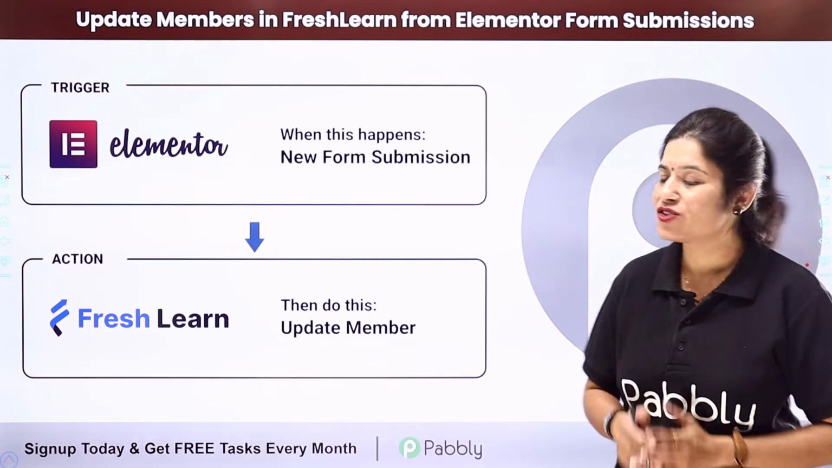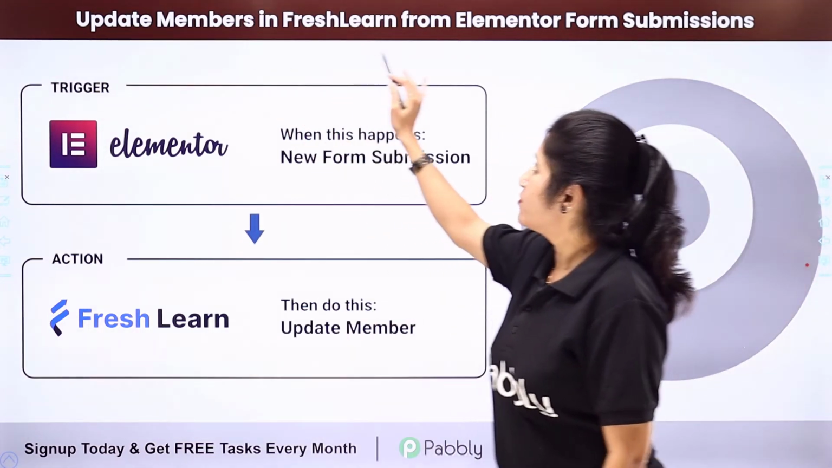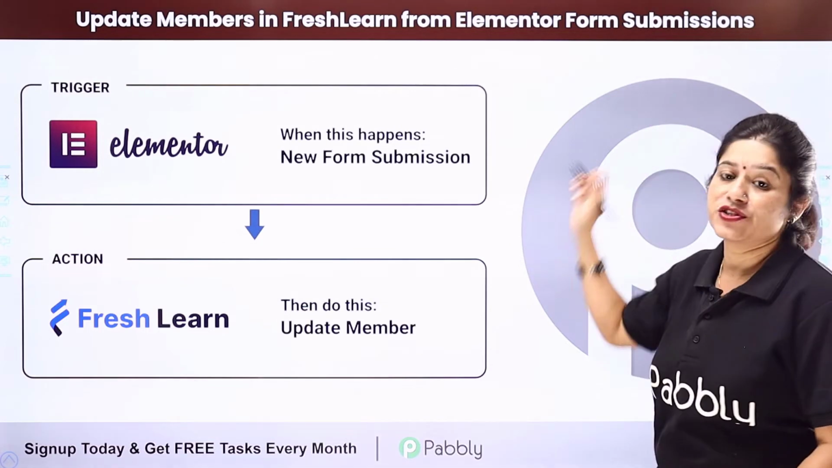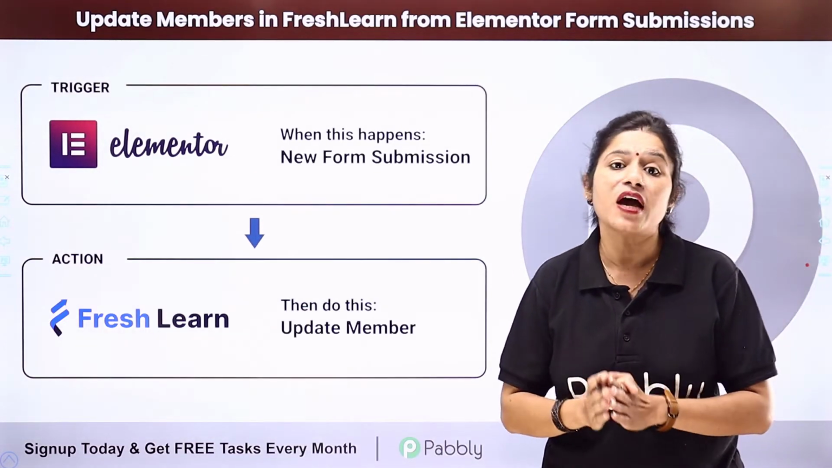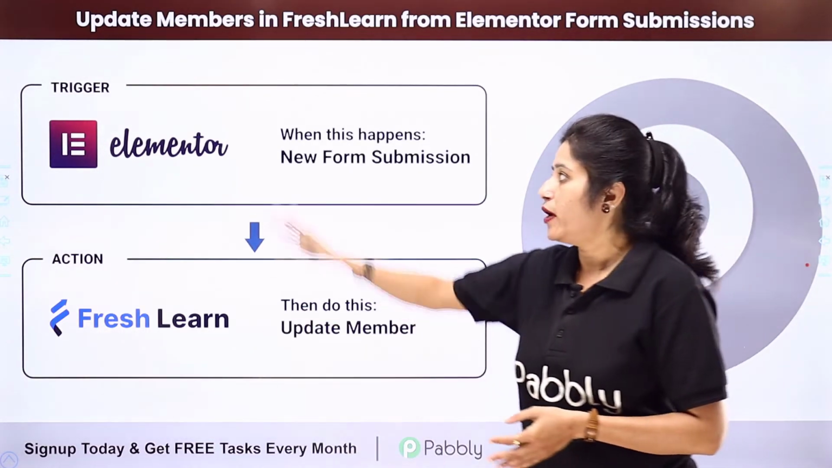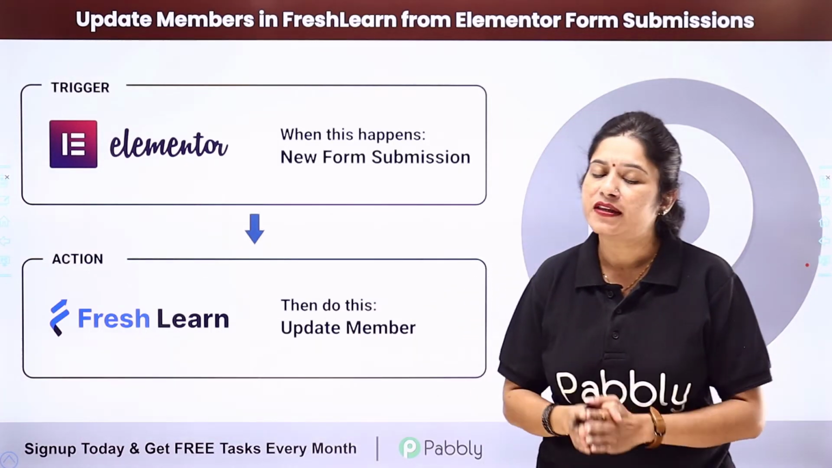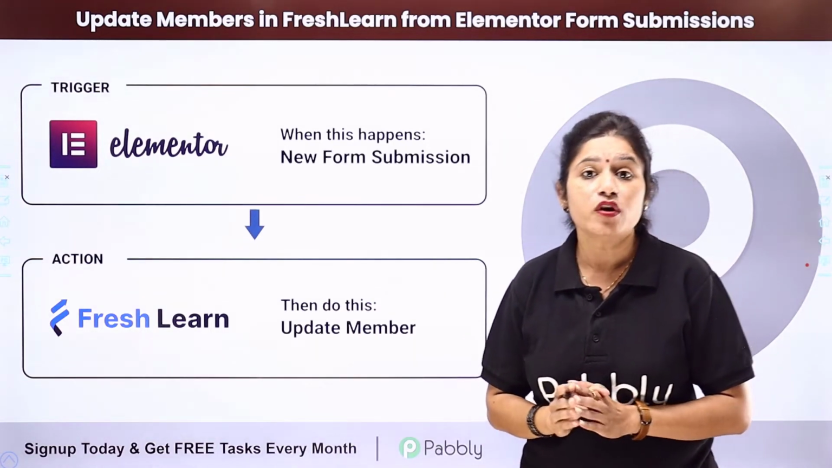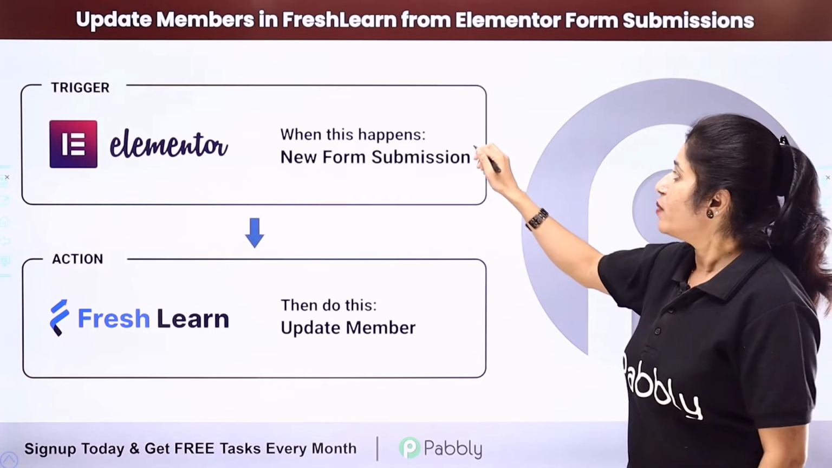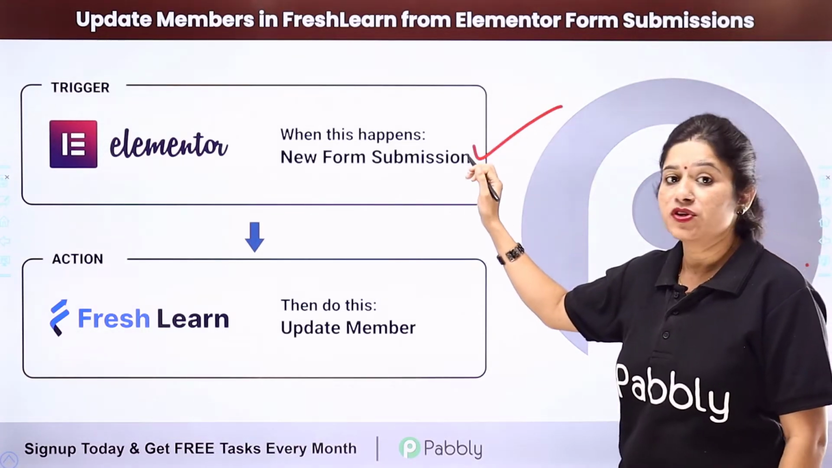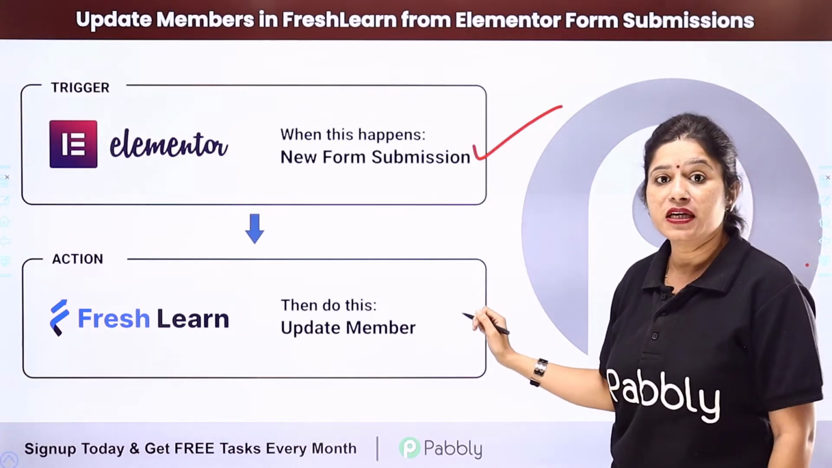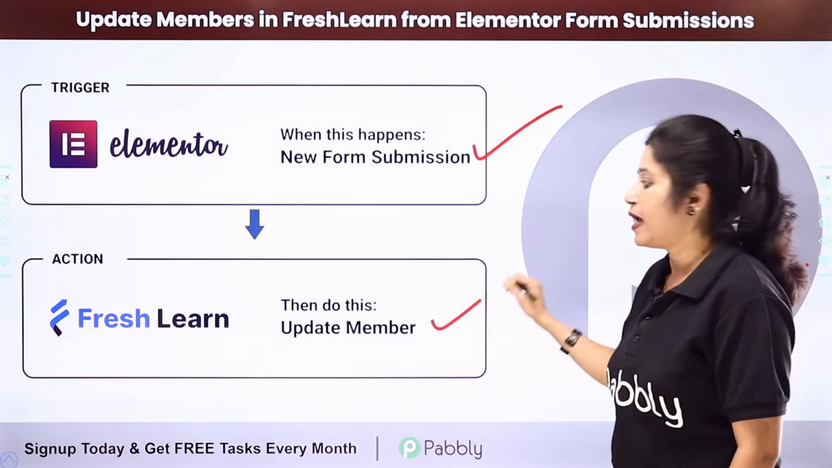In this video, we are going to learn how you can update members in FreshLearn from Elementor form submissions. So the idea here is that you have created a contact updation form using your Elementor forms and you have embedded that form on a website. Now you want that whenever a form is filled, automatically using the details of the form submission, already existing member details should get updated into your FreshLearn application.